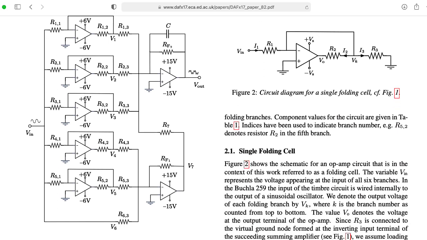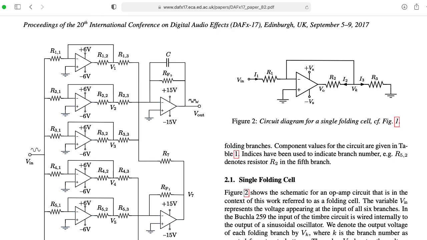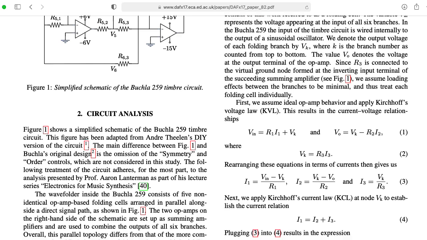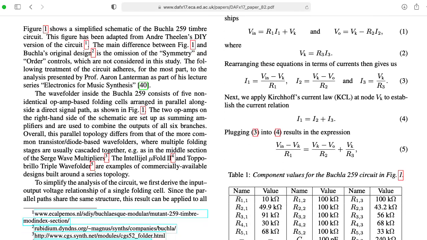And if we scroll down a bit, we can see the basic deadband nonlinearity. We can see the way that they're combined to create the weird zigzaggy shape. And I thought, that's really cool. Let me see what analysis they did, because I wanted to confirm that whatever they did matched mine. And then I was very tickled and excited to find this phrase here: "The following treatment of the circuit adheres for the most part to the analysis presented by Professor Aaron Lanterman as part of his lecture series, Electronics for Music Synthesis."